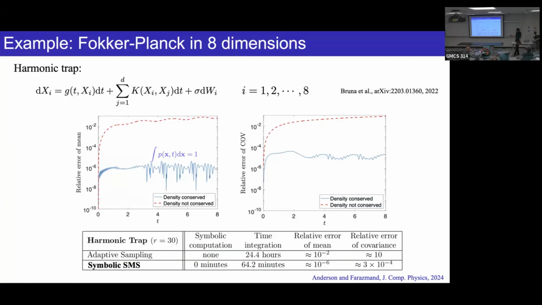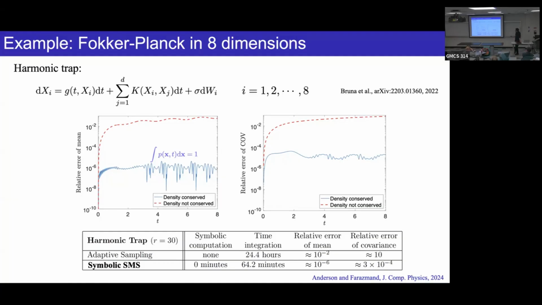But if you enforce this conservation law into the solution of SMS, which as I explained, you can do easily in our framework, then the errors really stay quite small for long amounts of time. In terms of the computational time, it takes about an hour to get these solutions. But again, remember that this is an 8-dimensional PDE. So an hour is pretty reasonable for that. The relative error is 10 to the minus 6, as you see, for the mean, and around 10 to the minus 4 for the covariance.